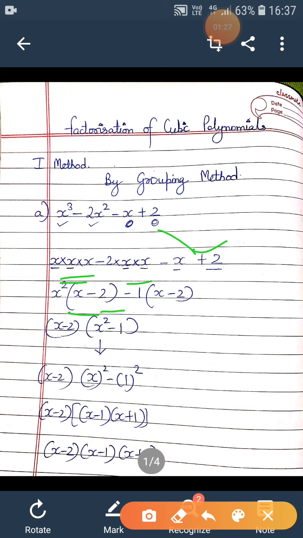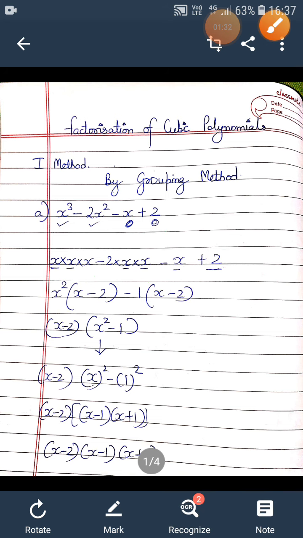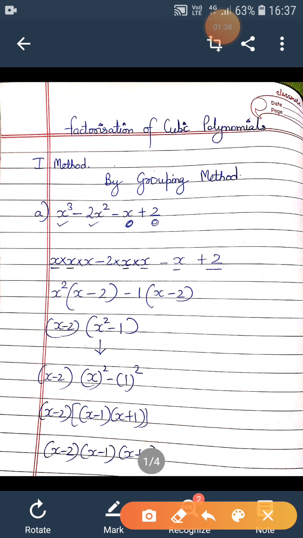So we have x square multiplied with x minus 2, and for the last two terms we have nothing common, so we can take minus 1 as the common term, so that the factor inside becomes the same as this one, x minus 2. Why do we have to make this the same? Because then we can take this common factor, and the other factor will be x square minus 1. So we have two factors now, x minus 2 and x square minus 1.